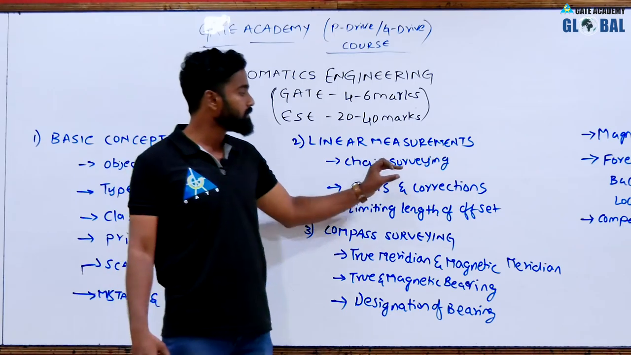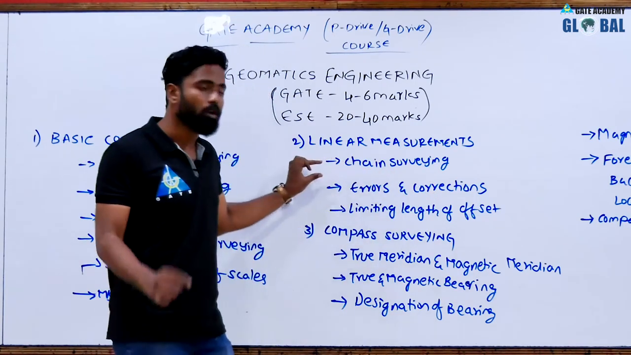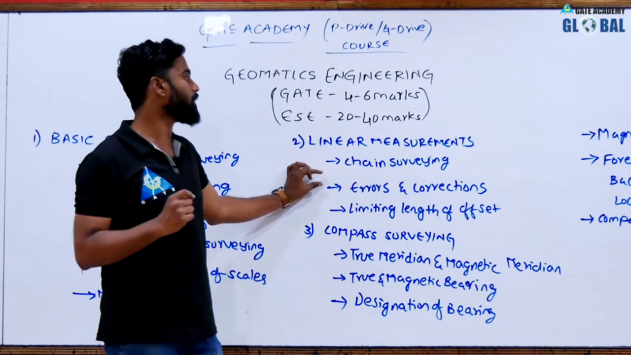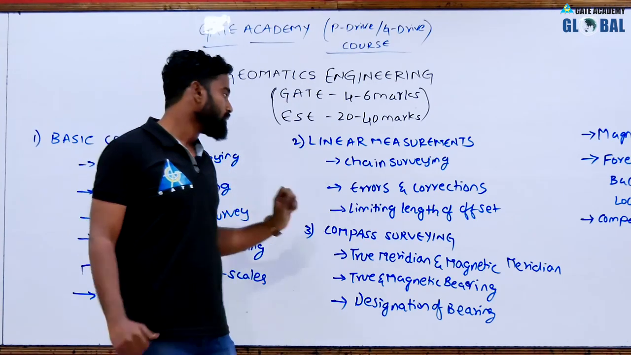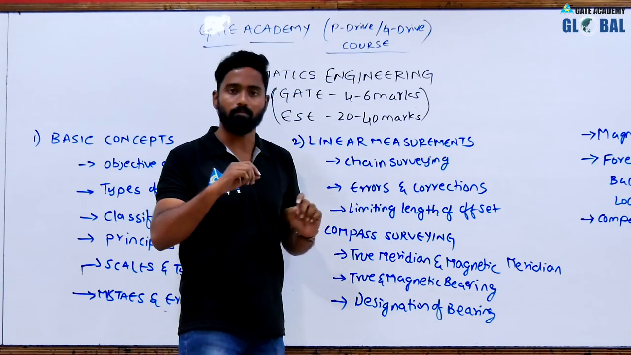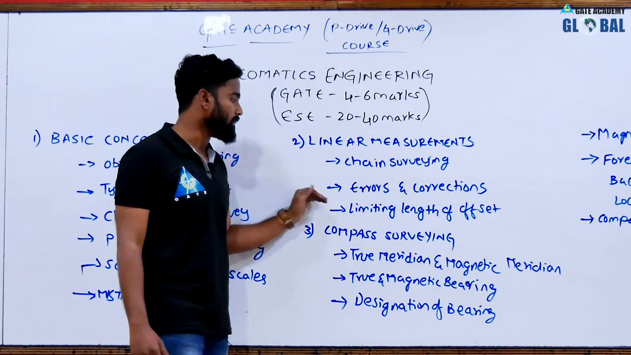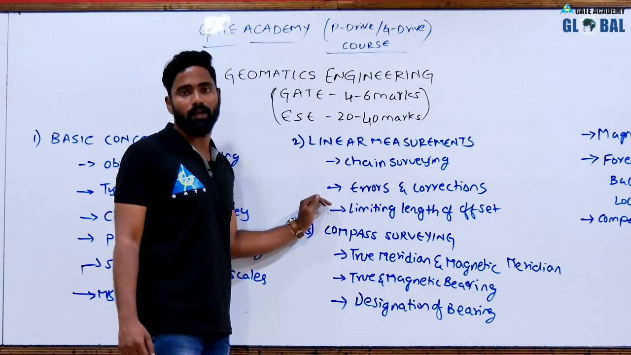And here, this limiting length of offset, these errors, you know the errors and corrections will be 10 marks questions or 20 marks questions in your ESE, and only one correction if they ask, that would be 2 marks questions in your GATE. And limiting length of offset, people will directly ask those questions. Sometimes they will try to twist, and we will see those type of problems also, and this can also be asked in the GATE examination.